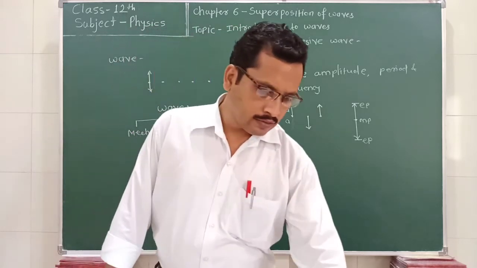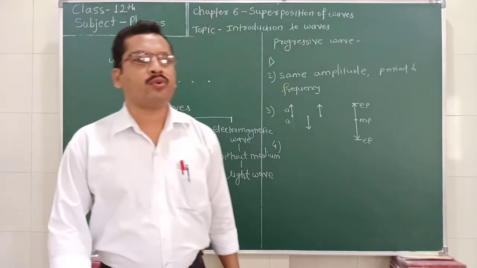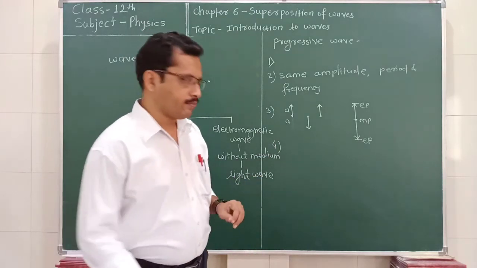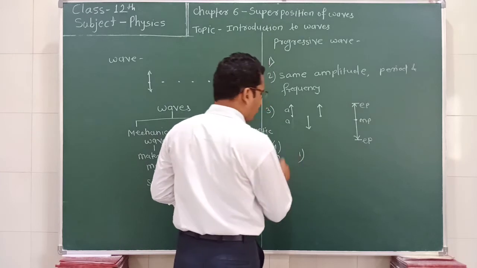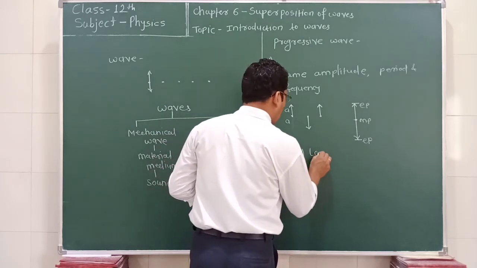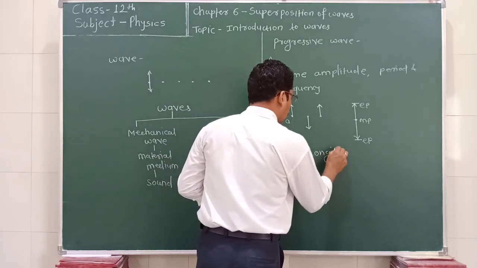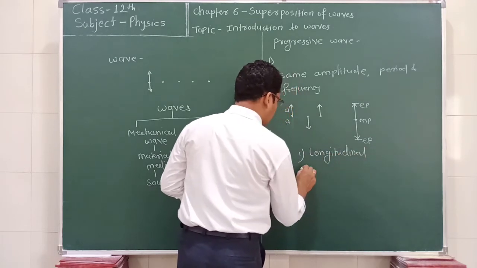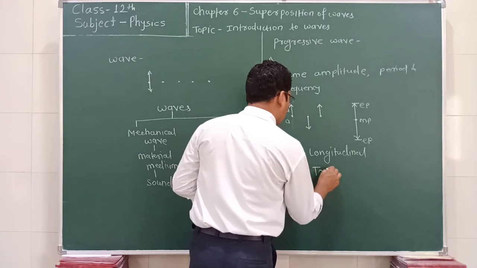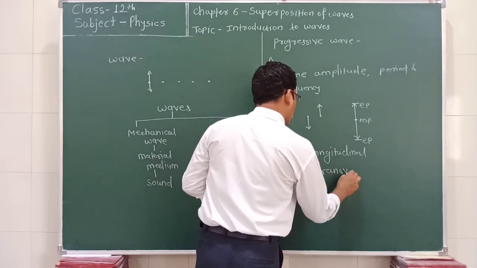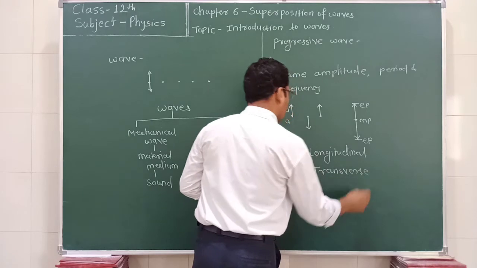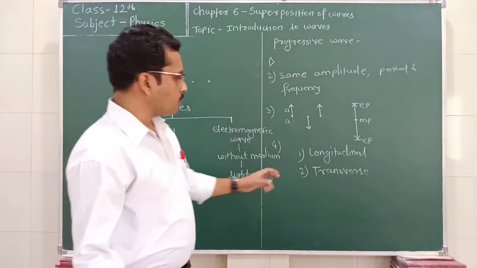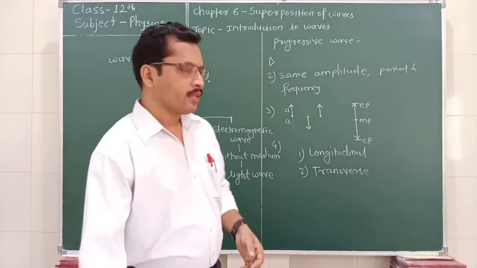Now next, progressive waves are of two types. The first type of progressive wave is the longitudinal wave, and the second is the transverse wave. Okay, these are the two types of progressive waves. So what is a longitudinal wave and what is a transverse wave?